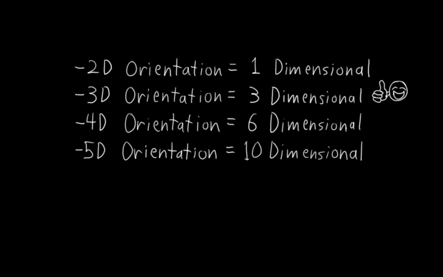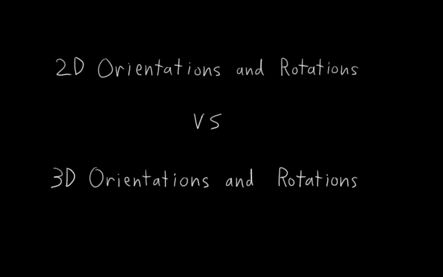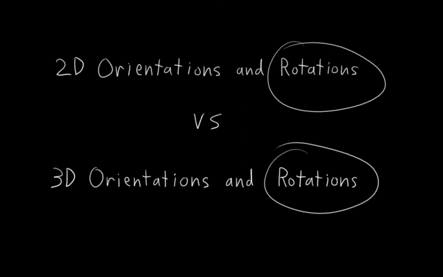The only thing we care about here is that orientations in 2D space are one-dimensional, and orientations in 3D space are more than one-dimensional. But why does it matter that 2D orientations are one-dimensional and 3D orientations are not? The reason it matters is because of how it impacts 2D and 3D rotations. So here we are now, finally talking about rotations, and this is where the real mind-bending begins.